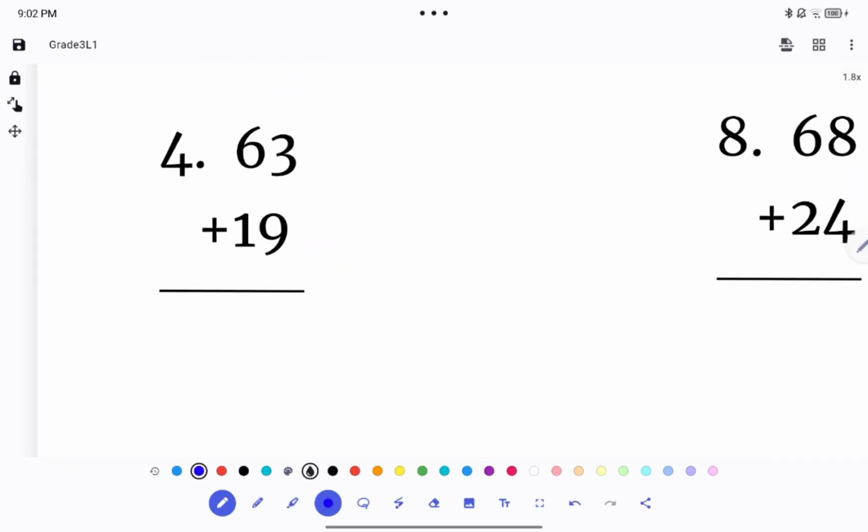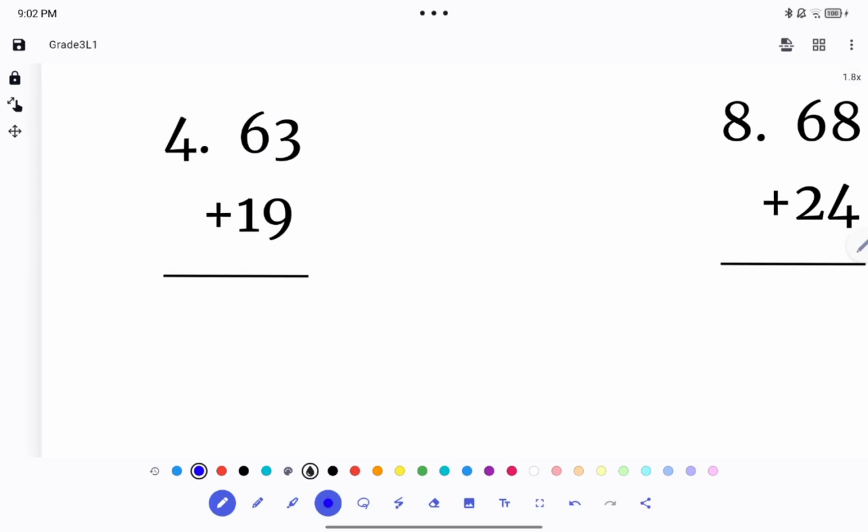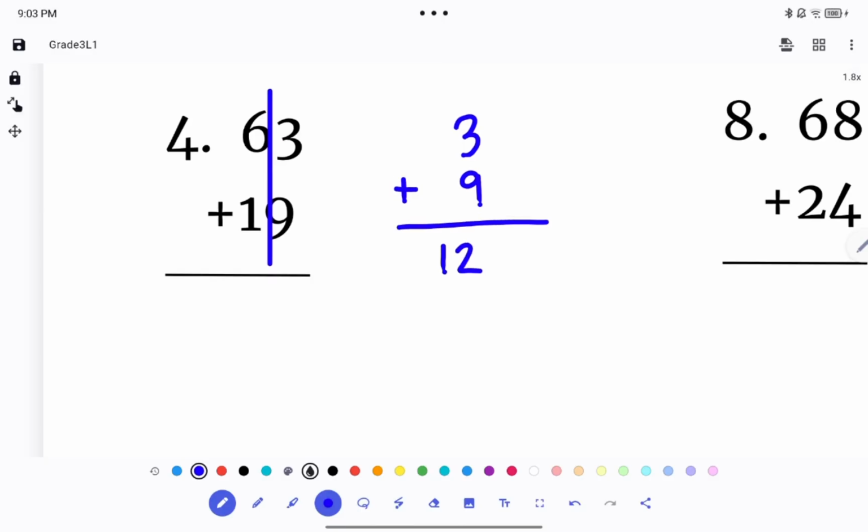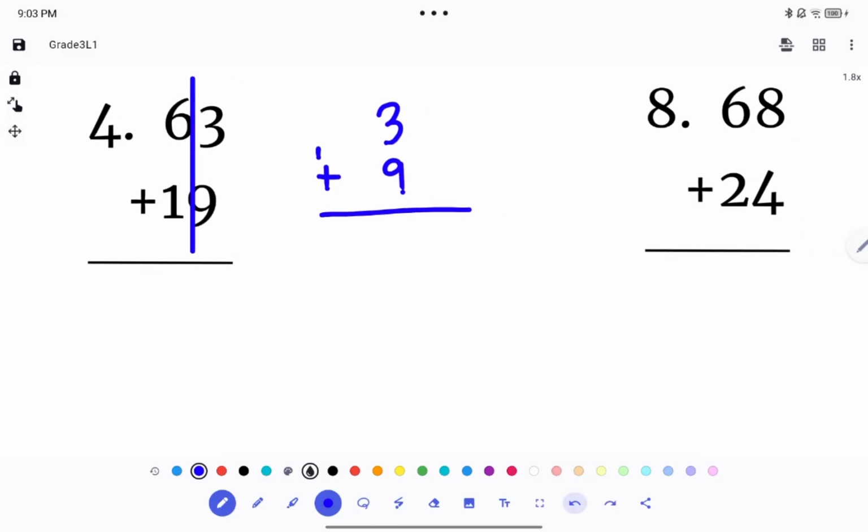Moving on to the next problem, we get 63 plus 19. Alright, now remember, focus on the first column first, the ones column. So what's 3 plus 9? Some of you may be able to do this in your head, and you can just get to 12. But some other people, it's not so easy, and I understand that. I'm not so great at math either. So, let's do it slightly simpler.